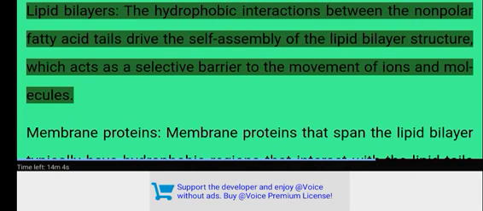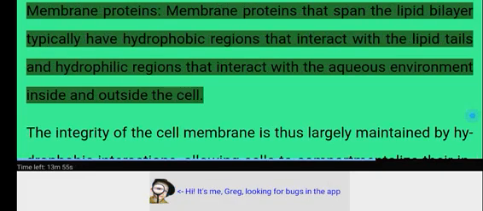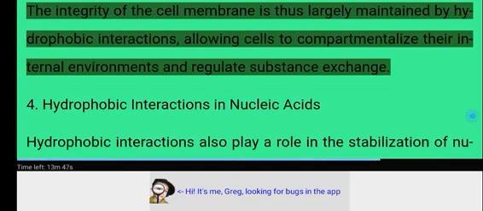Lipid bilayers. The hydrophobic interactions between the nonpolar fatty acid tails drive the self-assembly of the lipid bilayer structure, which acts as a selective barrier to the movement of ions and molecules. Membrane proteins. Membrane proteins that span the lipid bilayer typically have hydrophobic regions that interact with the lipid tails and hydrophilic regions that interact with the aqueous environment inside and outside the cell.